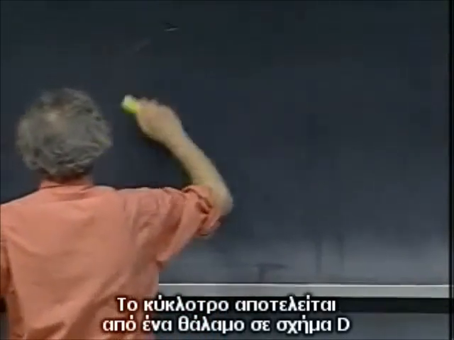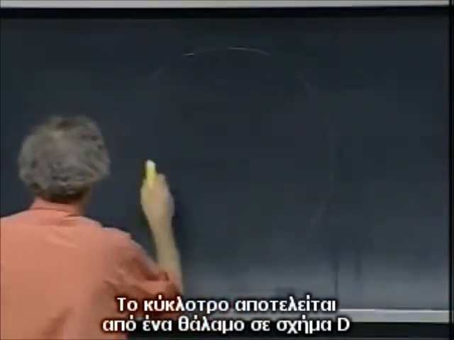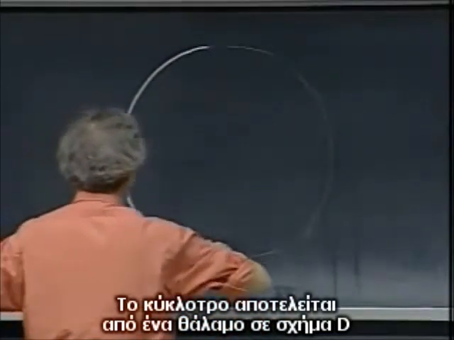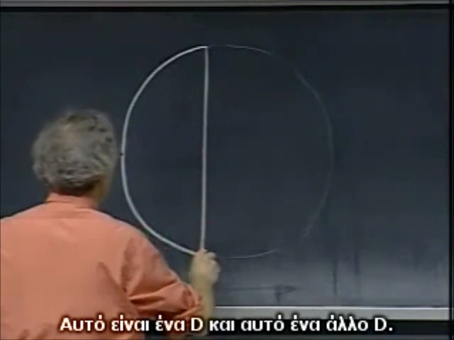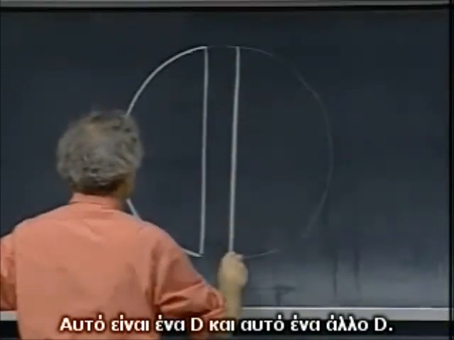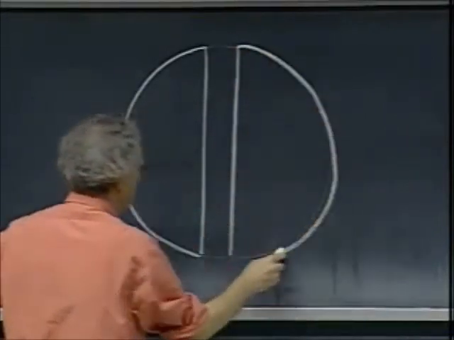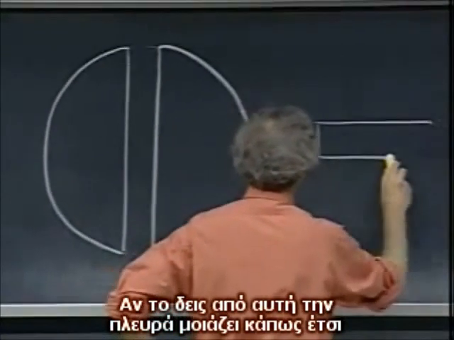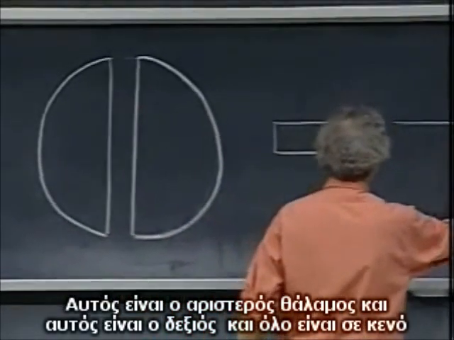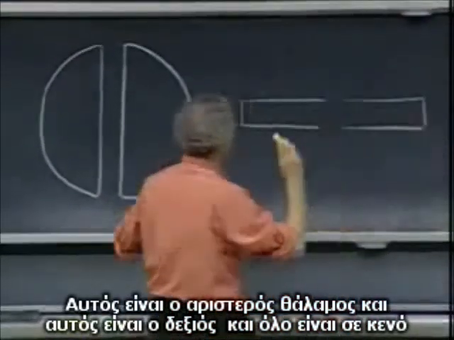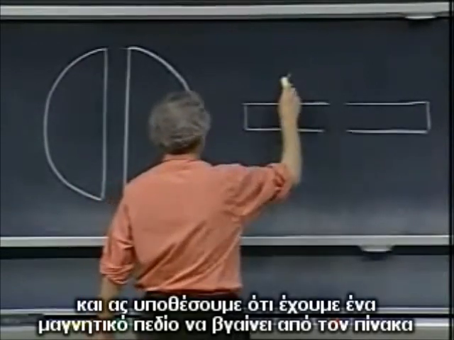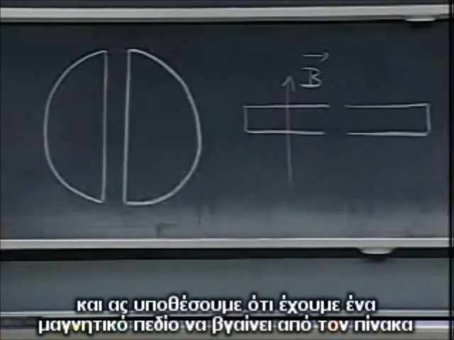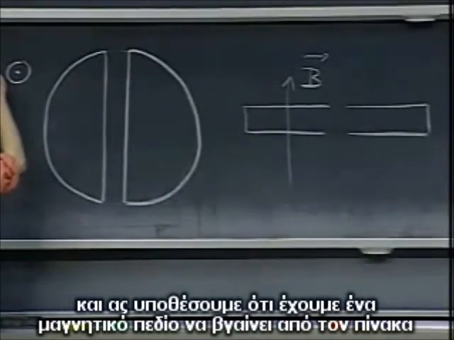The cyclotron consists of a chamber which is called a D. This is one D, and here's another D. These are conducting chambers. If you look from the side, it would look like so. This is the left chamber, and this is the right chamber, and all of this is in vacuum. And let's assume that we have a magnetic field coming out of the board, like so.